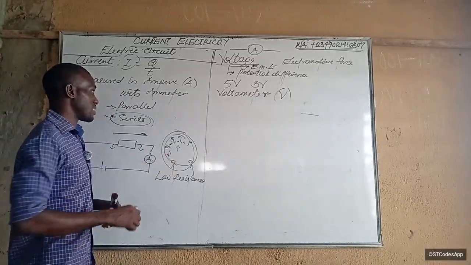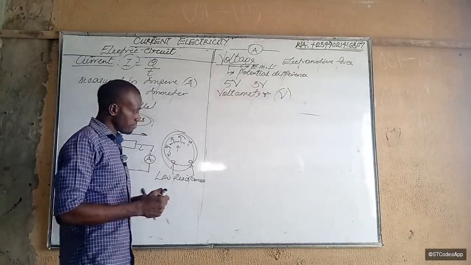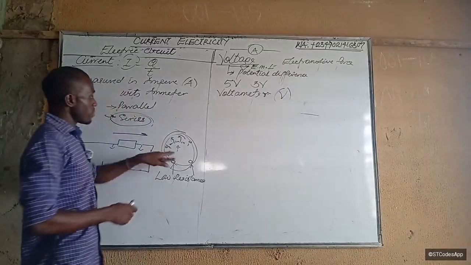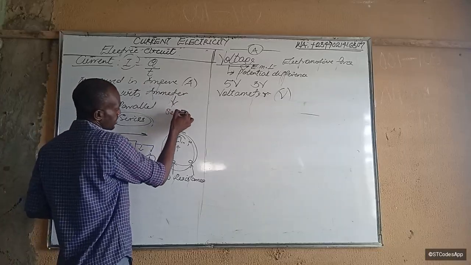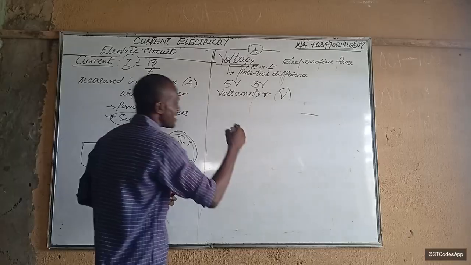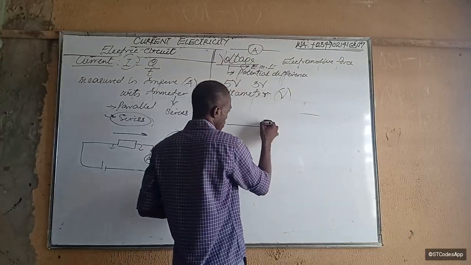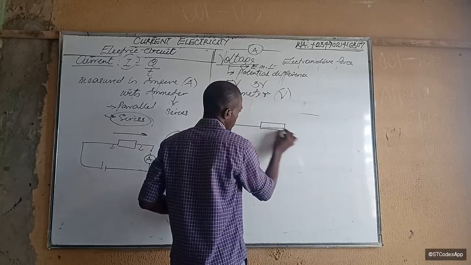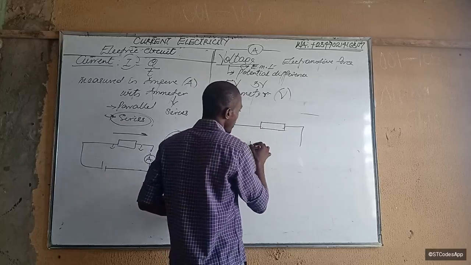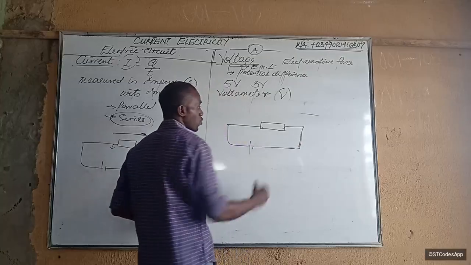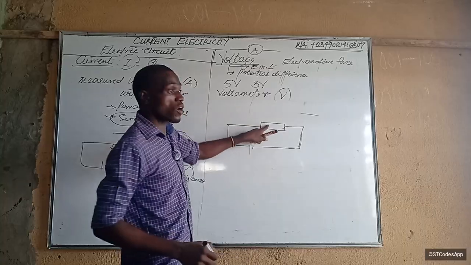But the point now is that for a voltmeter, you don't connect it like an ammeter. You remember how we connect this guy in series? This guy you connect in parallel, and I'm going to explain why. So this is our resistor, and what we want to do is measure the voltage across it.